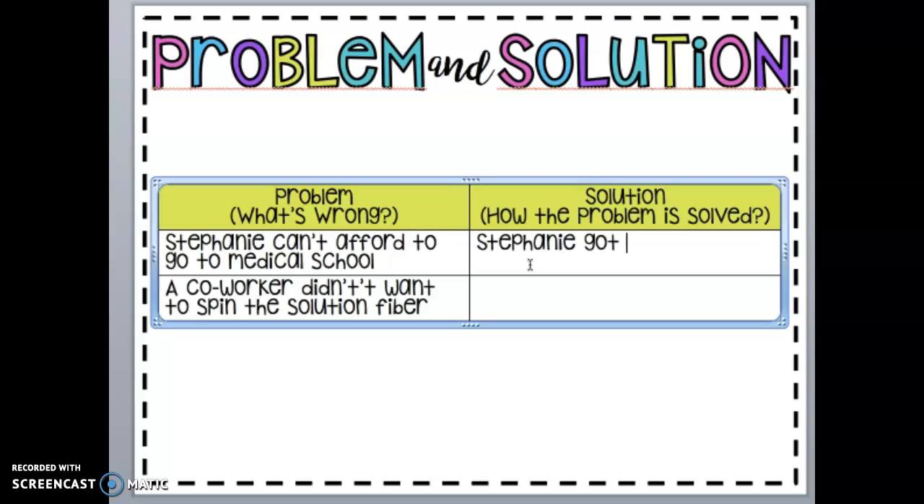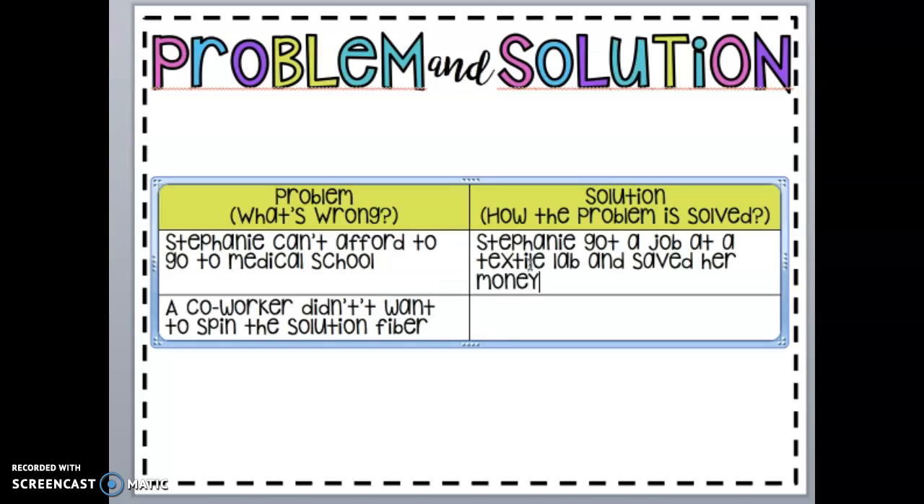Stephanie got a job at a textile lab and saved her money. Now with the money saved, remember, that's how she solved her problem. Saving her money allowed her to go to medical school.